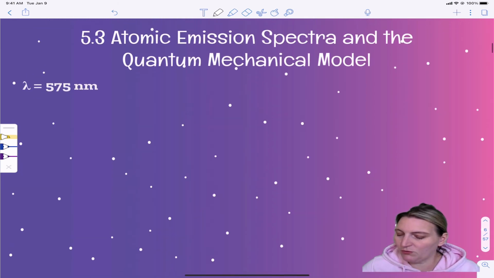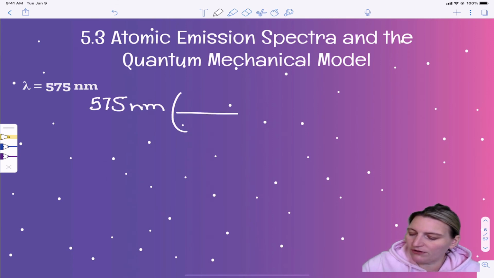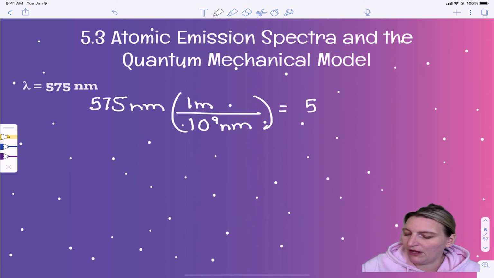And then the last practice problem is a little bit trickier because this time my wavelength is in nanometers. In order for my units to cancel out, they have to be the same on both sides. So the first thing that I'm going to need to do is to take my 575 nanometers and convert it to meters. 1 meter on the top, 10 to the 9th nanometers on the bottom. Those units cancel out. I get 5.75 times 10 to the negative 7 meters.